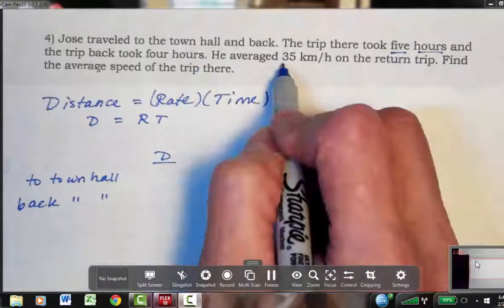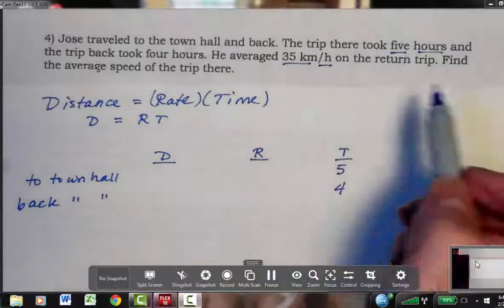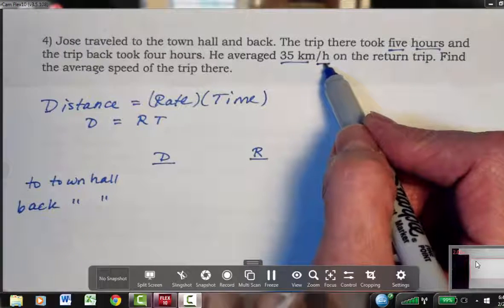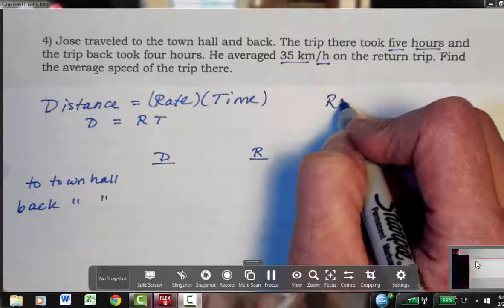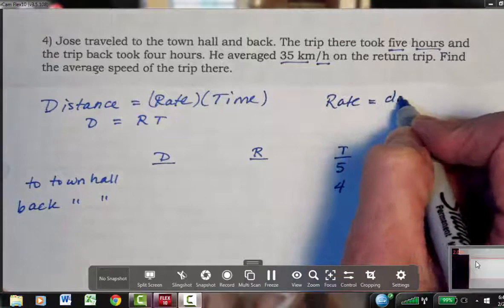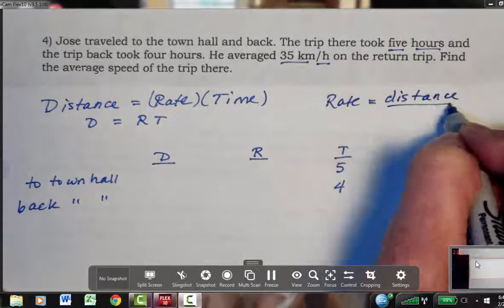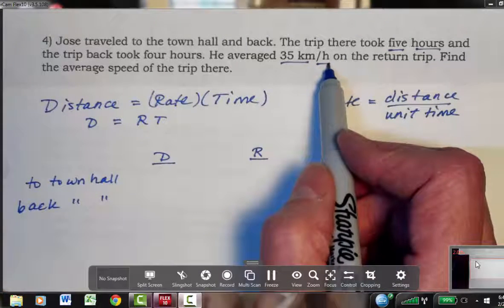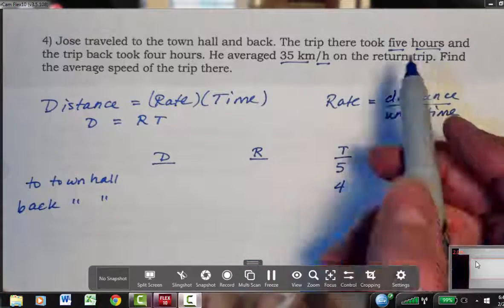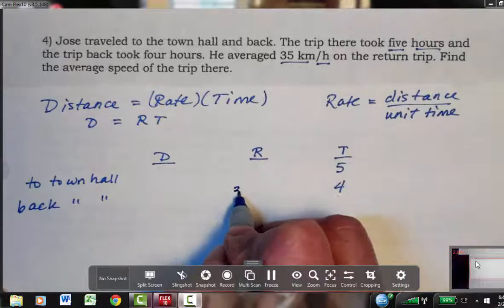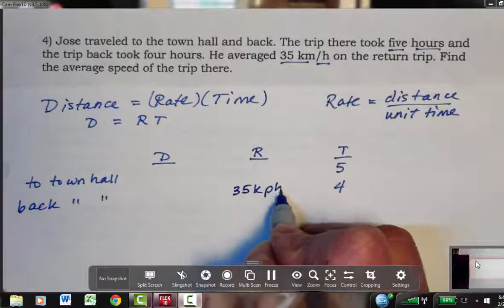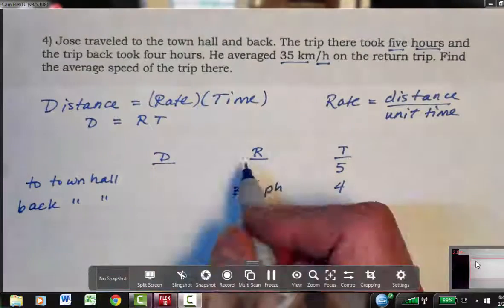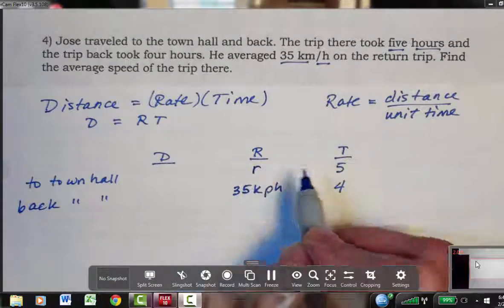He averaged 35 kilometers per hour. This is a rate. Whenever you have some distance per unit time, that is a rate. So remember, rate is a distance per unit time. My distance here is kilometers, my time is hours. And that is on the return trip. So coming back, we average 35 kilometers per hour. Then we need to find the average speed of the trip there. So we're looking for R. So I'm just going to put an R there.